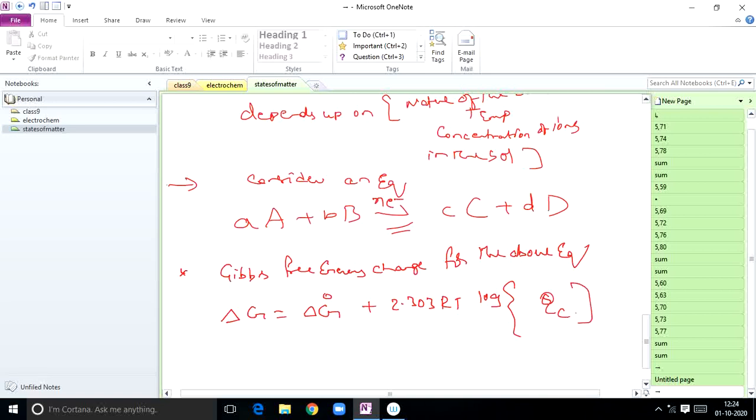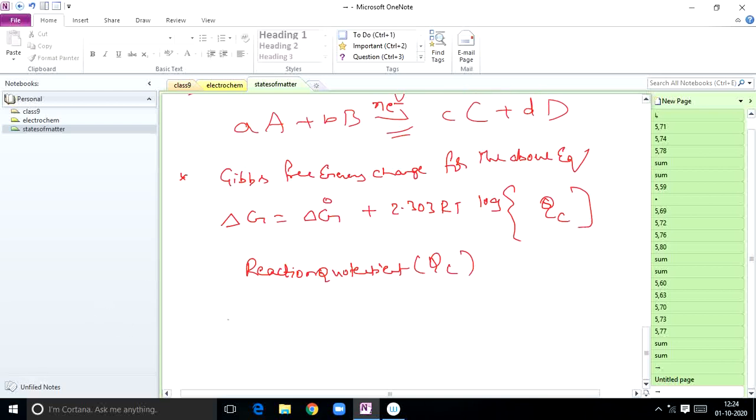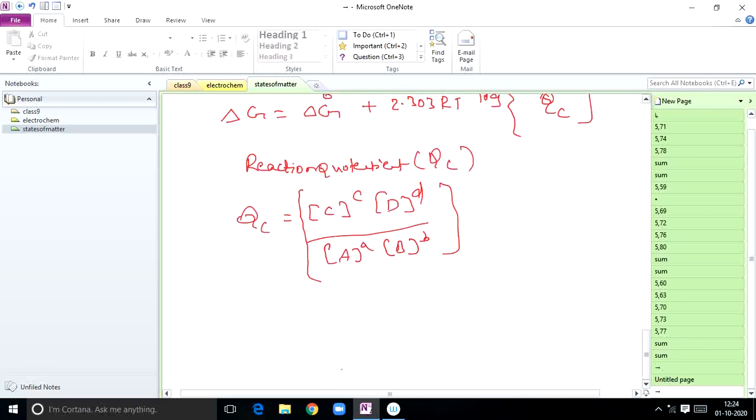You know what is QC? Last year you might have learned that QC represents the reaction quotient. QC is the reaction quotient for the overall reaction. QC is equal to concentration of C whole power c into concentration of D whole power d by concentration of A whole power a into concentration of B whole power b. So this is a ratio. This is called the reaction quotient.